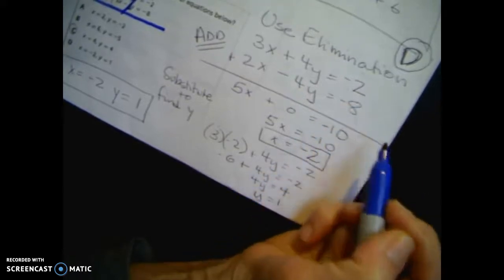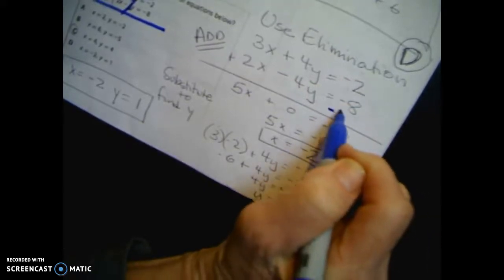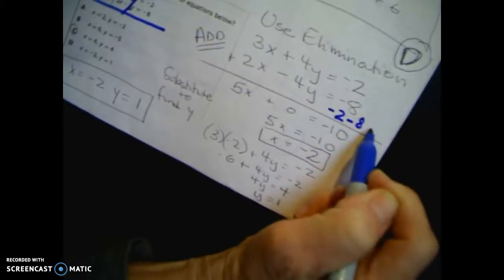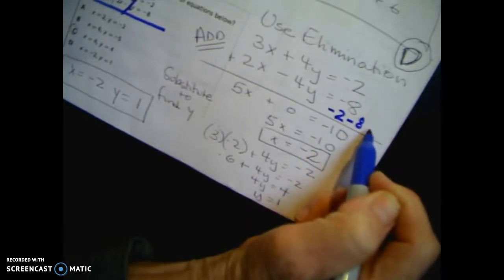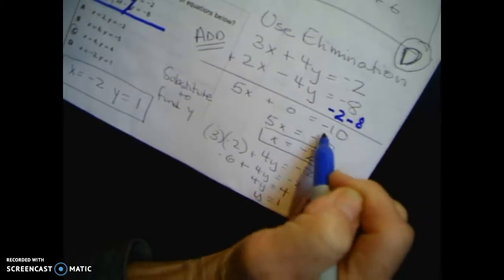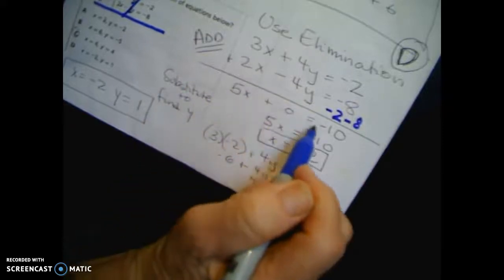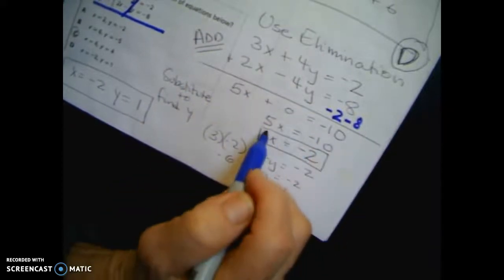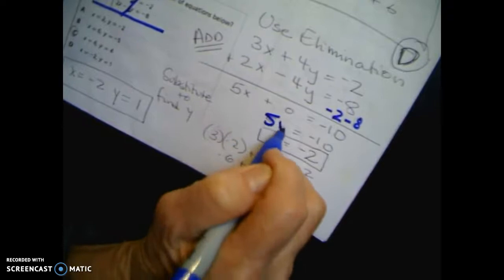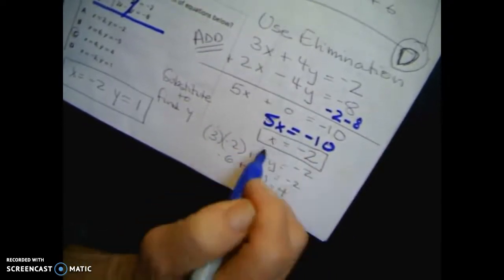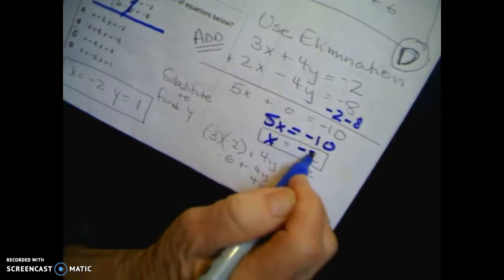Here's where some of you might have gotten confused. -2 minus 8 is the same thing as -2 plus -8 or -10. So I'm left with 5x is equal to -10. 5x equals -10. Divide both sides by 5. x is equal to -2.